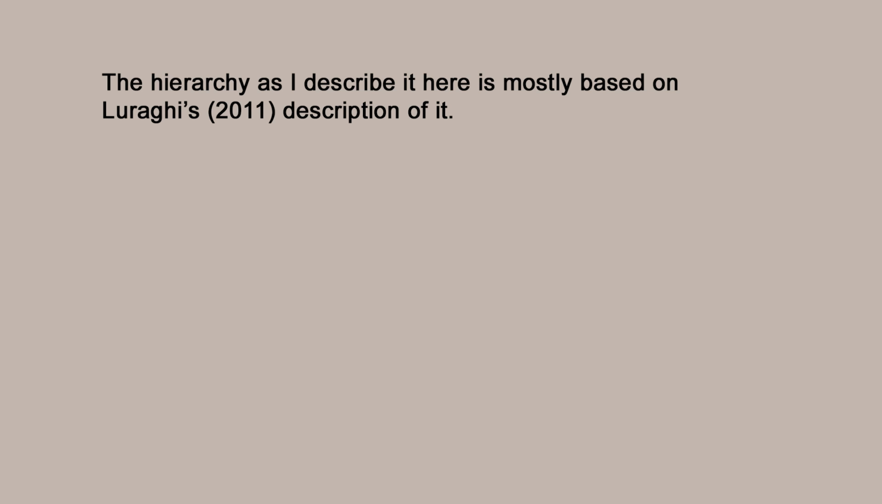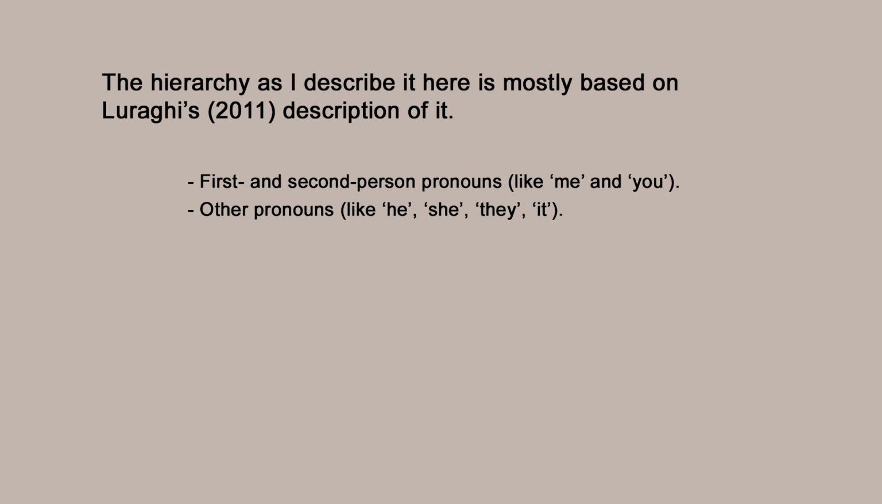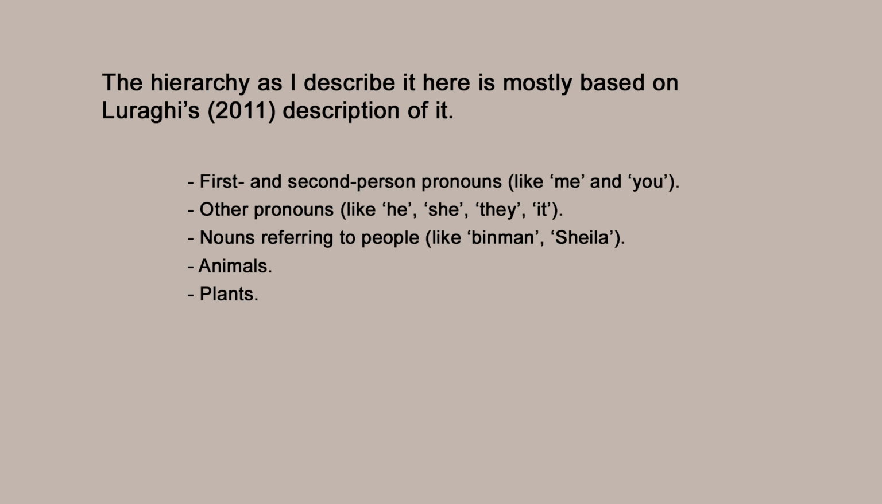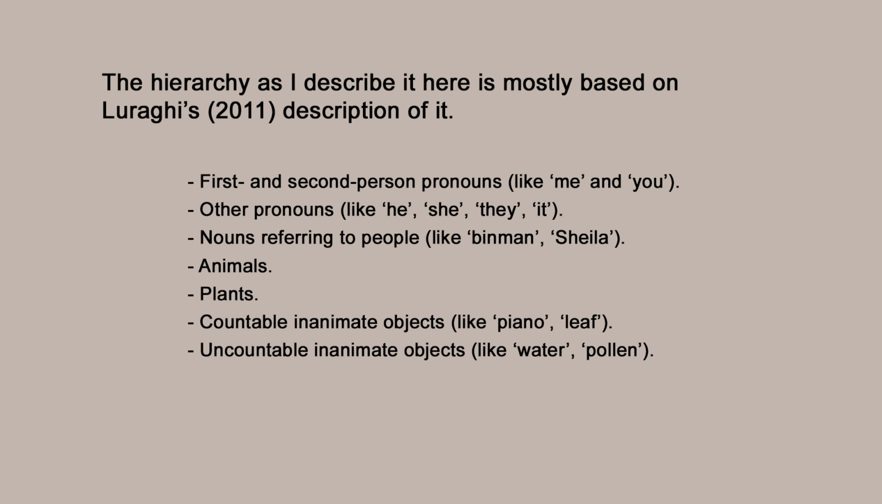At the top of the hierarchy, you have pronouns referring to speakers that are involved in the conversation, like me and you. Then lower down, you have pronouns referring to speakers not involved in the conversation, like he, she, or they. Lower down still, you have normal nouns referring to people, like Sheila or the bin man. Then lower down, you have animals, and then plants, then inanimate objects that are well individuated, then inanimate objects that aren't well individuated. And by well individuated, I mean basically countable versus uncountable, which would be poorly individuated.